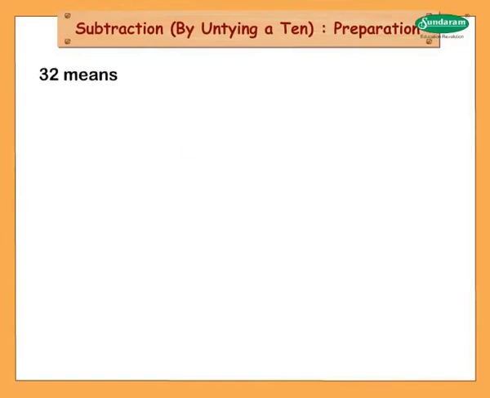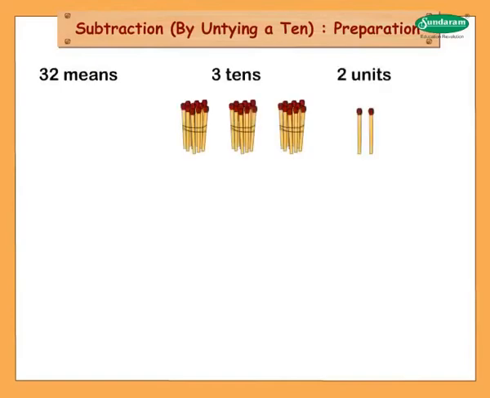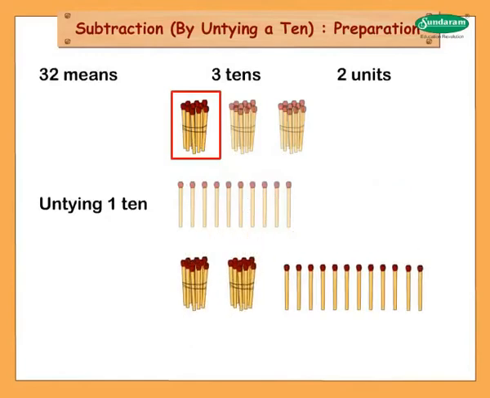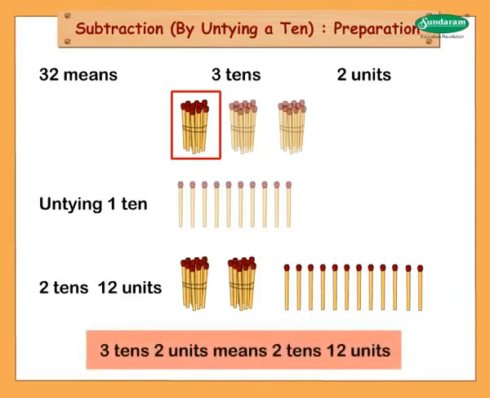32 means 3 tens, 2 units. Untying 1 ten, we get 2 tens, 12 units. Therefore, 3 tens, 2 units means 2 tens, 12 units.